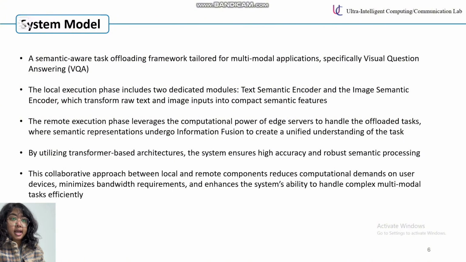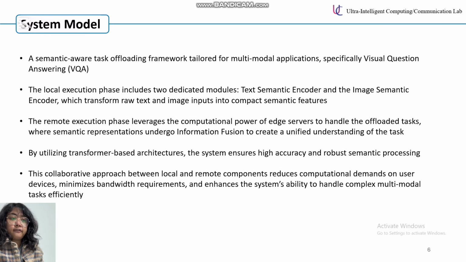In the system model, we present a semantic-aware task offloading framework tailored for multimodal applications, especially visual question answering, VQA. The local execution phase includes two dedicated modules. The first one is the text semantic encoder, and the second one is the image semantic encoder, which transform raw text and image input into complex semantic features.